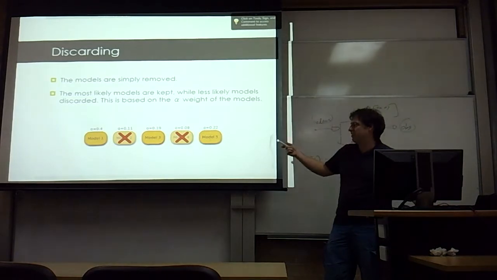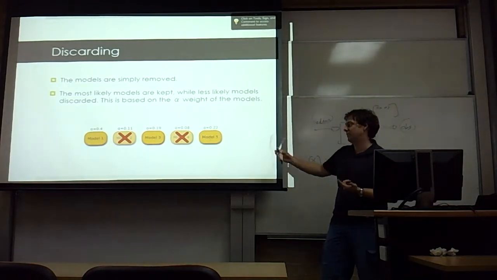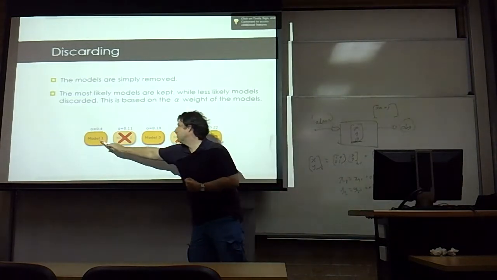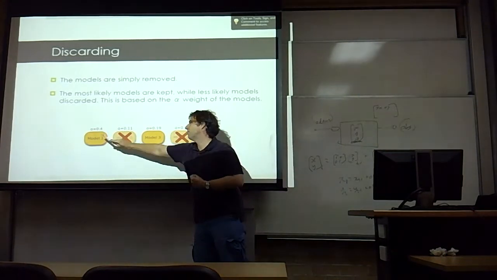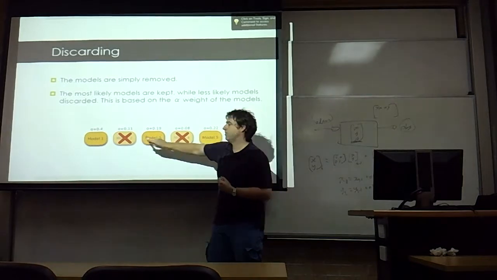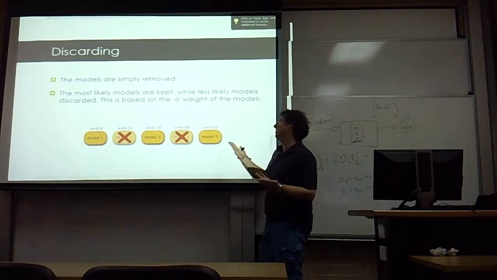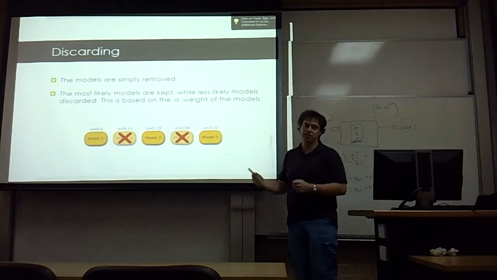So one of the methods is to just keep however many of the best models. Here we've got 5 models with different weightings, and so we just pick the ones with the highest weightings and discard the other 2. So for example, this is to say keep 3 of the best ones.